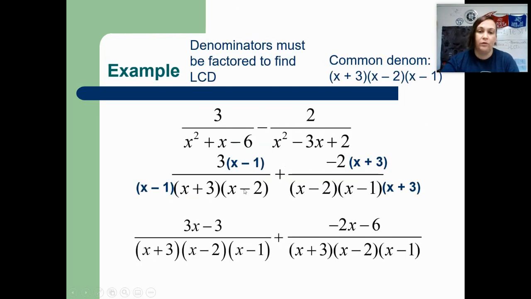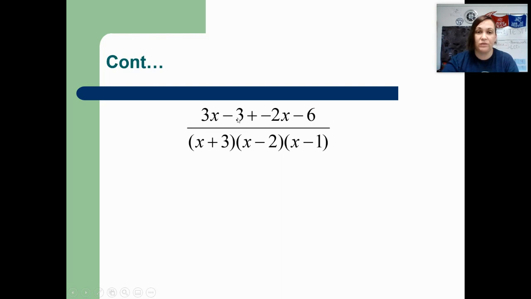Okay, so here, it was 2 separate fractions. I did 3x minus 3 plus -2x minus 6, right? 3x minus 3 plus -2x minus 6. So I just made the top a really long adding and subtracting problem, and then I kept my 3 parentheses in my denominator.